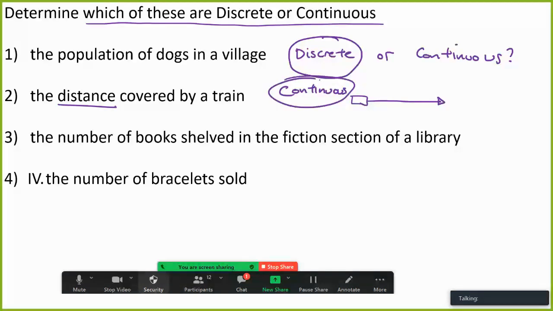Yes, absolutely. Number of books shelved in the fiction section of a library. Thoughts? Anyone have an idea on this one? Number of books, we only measure that in whole numbers, right? So that means this is discrete. The number of bracelets sold at a store, also discrete.